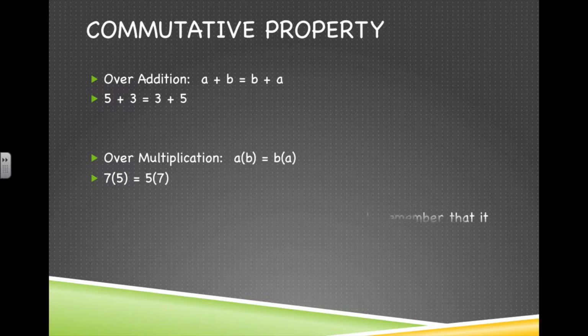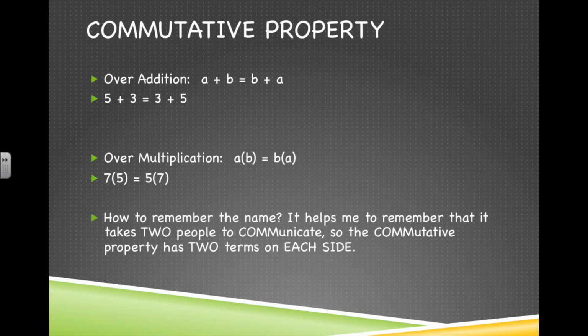So I know you're thinking, this is really easy stuff. Well, the hard part comes when you are taking a test and you have to recognize the rule just based upon an example of the rule. So you'll be given 5 plus 3 equals 3 plus 5. How do you remember which property it is? Well, it helps me to remember the commutative property that it takes 2 people to communicate. So the commutative property has 2 terms on each side. That's my trick.